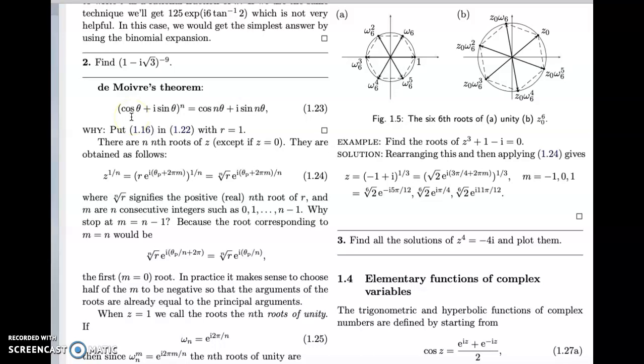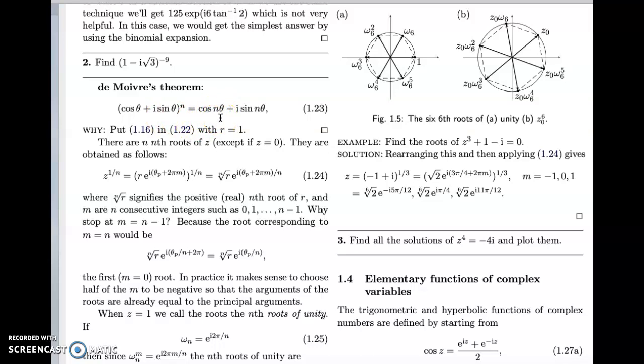And then the real part would be, if we expand this, if this was n equals 3, what do we get? We get cos cubed theta plus cos squared theta times i sine theta times 3, plus 3i squared cos theta sine squared theta, and then plus i cubed sine cubed theta. So if you take the real part of that, then that's equal to cos 3 theta. So it's a very useful formula.